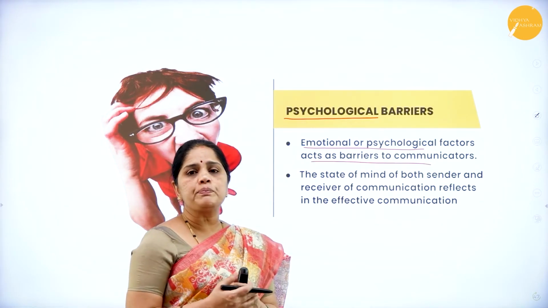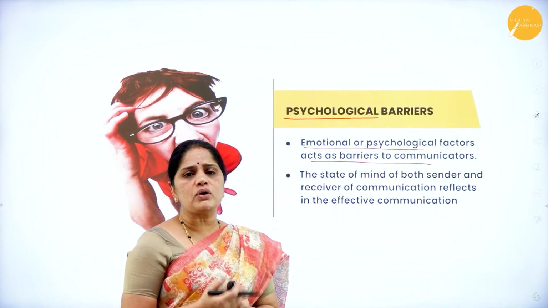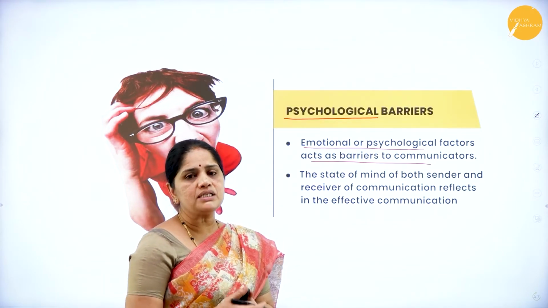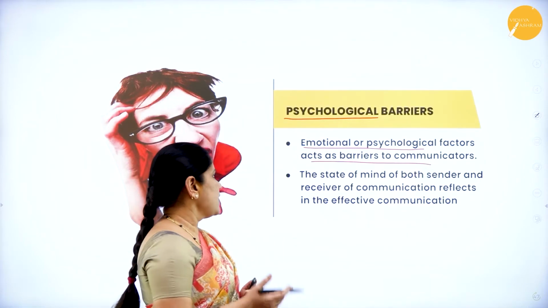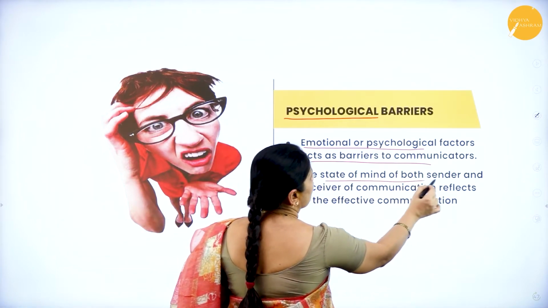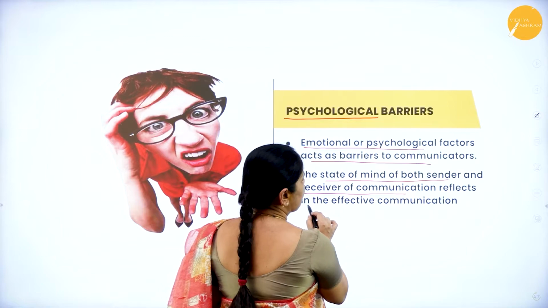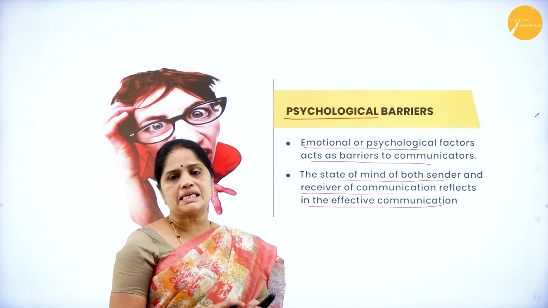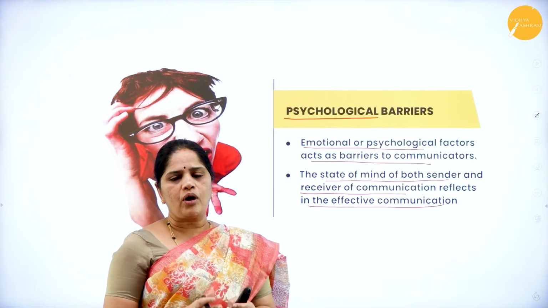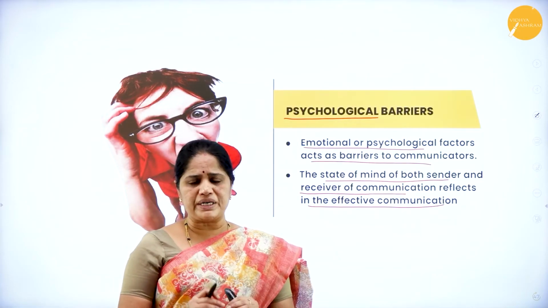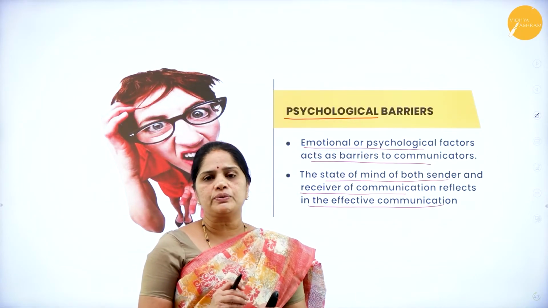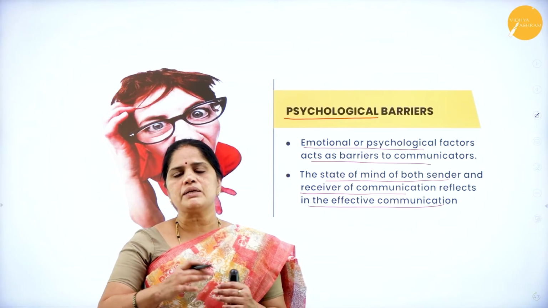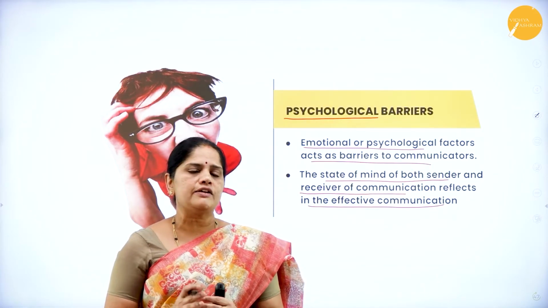So, if the receiver is preoccupied with something or worried about something and there is a message from the sender, then he may not pay attention to that message. So, that gives rise to psychological barriers. Then, we should understand that the state of mind of both sender and receiver is reflected in effective communication. Whenever there is any communication between the sender and the receiver, it should be between persons with a normal state of mind. The sender should be in a proper state of mind and the receiver should also be calm and serene. Only then can we say that there is effective communication.